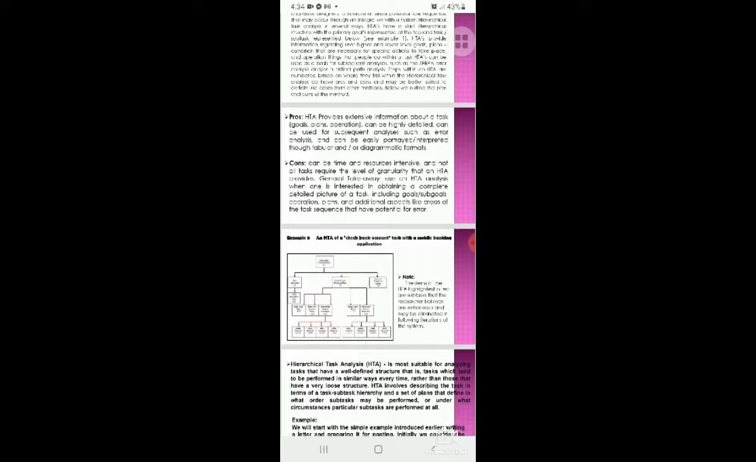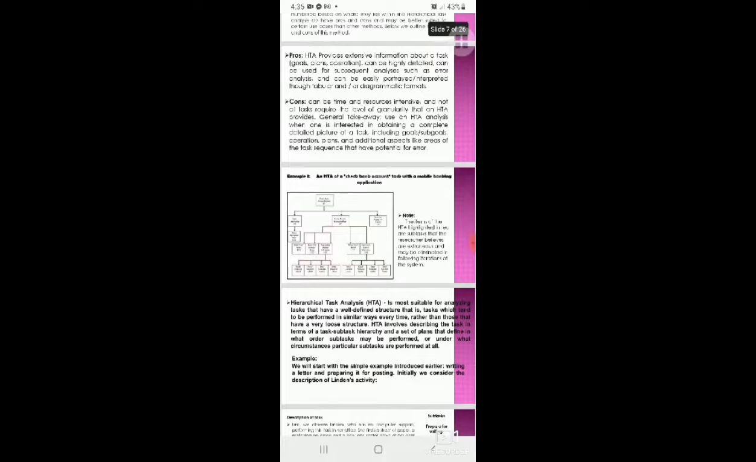Generally, the takeaway is: use an HTA when one is interested in obtaining a complete, detailed picture of a task, including goals, sub-goals, operation, plans, and additional aspects like areas of the task sequence that have potential for error.